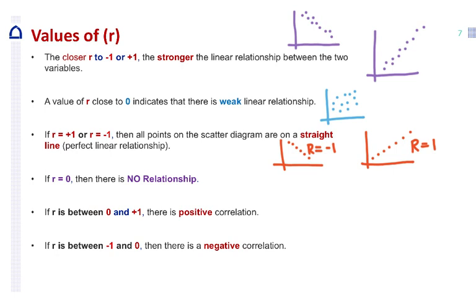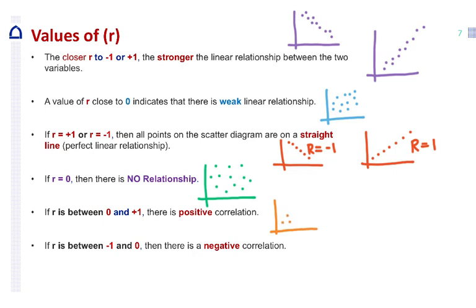Okay, if R is equal to 0, which also rarely happens, usually it's just somewhere close to 0, but R equal to 0 means the dots are all over the place and there is no relationship between X and Y. Obviously, if R is between 0 and 1, that means R itself is positive, so it means the dots are going up.